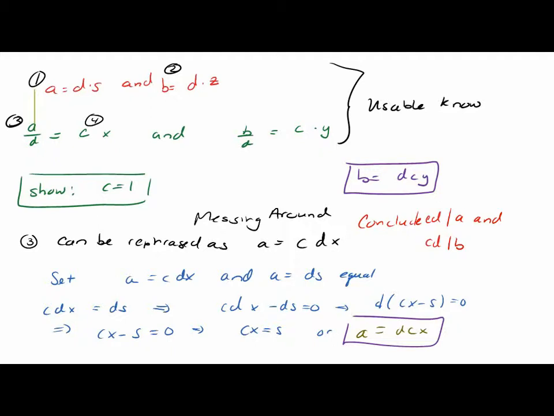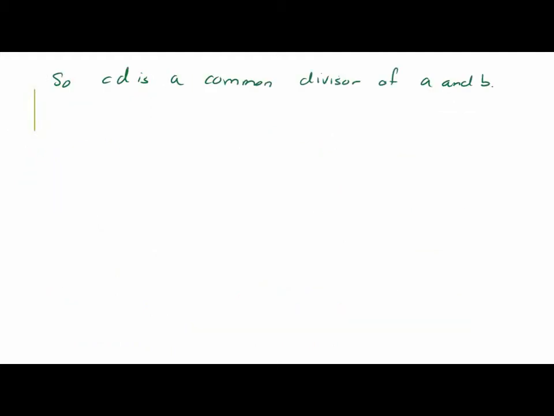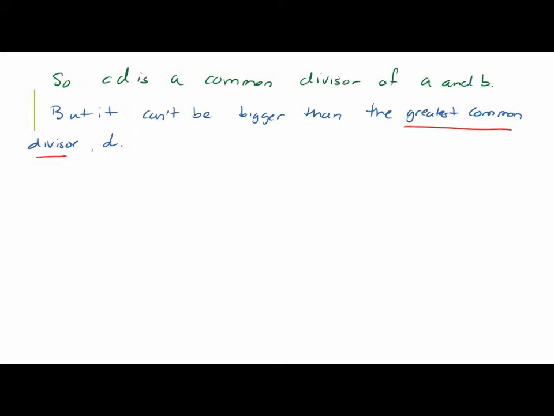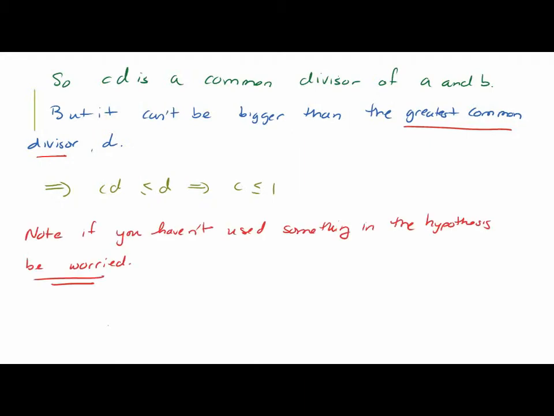All right, let me see if that helps me in any way. So it's a common divisor of A and B. But it can't be bigger than the greatest common divisor, right? Because that's the definition of the greatest common divisor, it's the biggest one. So that tells me that CD has to be smaller than or equal to D. Well, that means C is less than or equal to 1. And I'm done, because C is a positive integer. It's almost like an accident. I just played around with it, messed around with it, and like, wow, it ended up right.